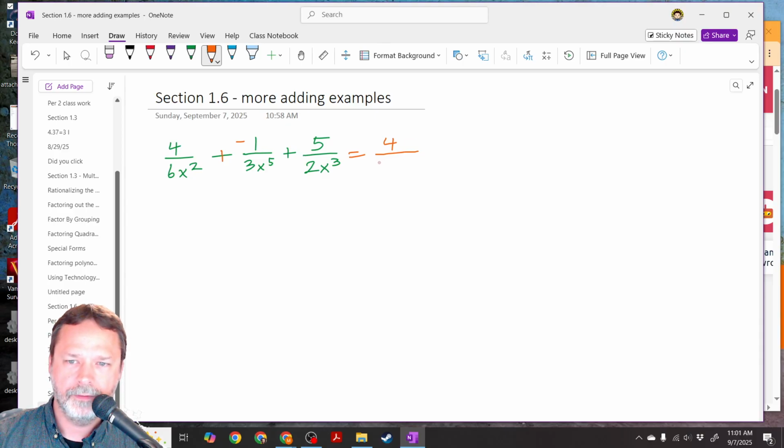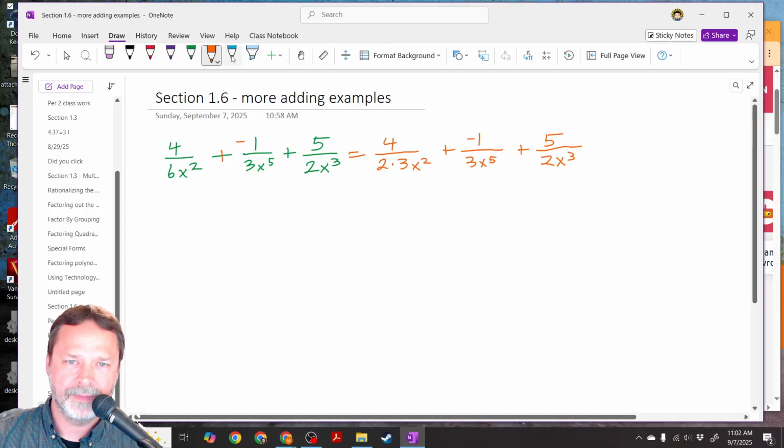So 4 over 2 times 3x squared. Let's see here, plus negative 1 over 3x to the 5th. And then, what else? Plus 5 over 2x cubed. Okay, so the nice thing here we'll notice right away is that there's only numbers and x's. This is going to be really easy to get a common denominator.